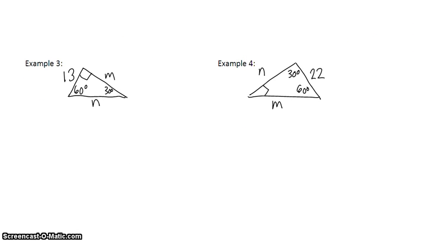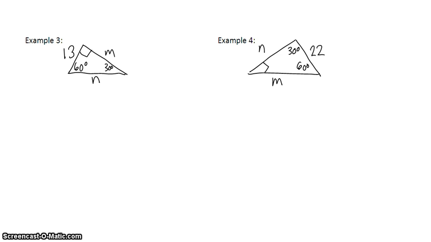In example 3, our triangle is drawn to scale, but it's just oriented differently than our example. I'm going to redraw this triangle so it's oriented like our pattern. Our hypotenuse is across from the 90 degree angle, and in this case is n. Across from our 30 degree angle is 13, and across from our 60 degree angle is m.